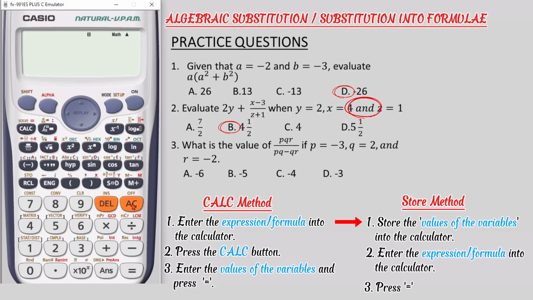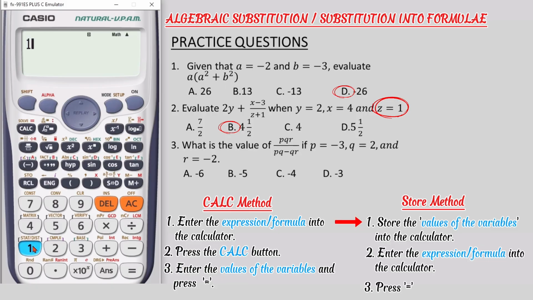And lastly, we have z equals 1. But because there is no z on the calculator, I can use any of the remaining variables. In the first method, I used a. So I'm going to use b in this method. So instead of z equals 1, we now have b equals 1. So I'm going to store b equals 1 into the calculator.